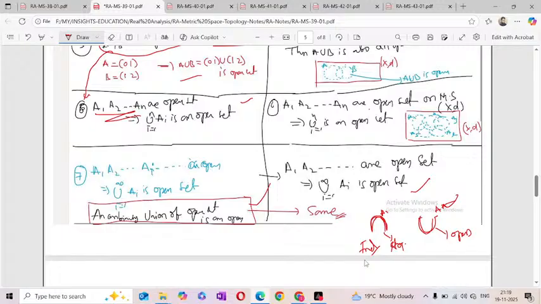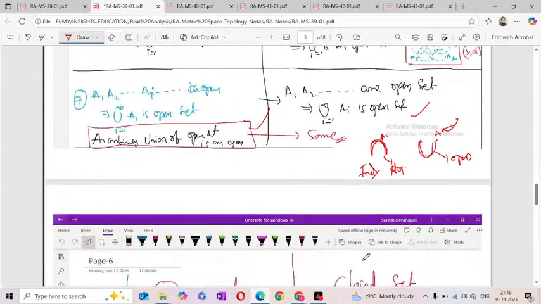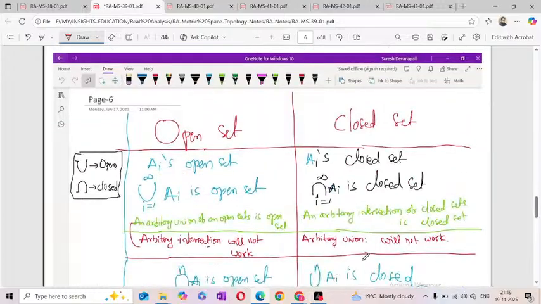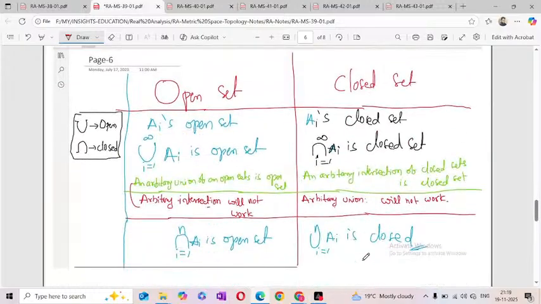Same here, it also comes the same for closed sets. The arbitrary intersection of closed sets must be closed, but the arbitrary union of closed sets need not be closed sets. Exactly opposite. Okay, you can remember it like this, easy. Open sets: the open symbol is like this, the union is nothing but the open symbol, and the intersection must be the closed. So simply remember it like this.